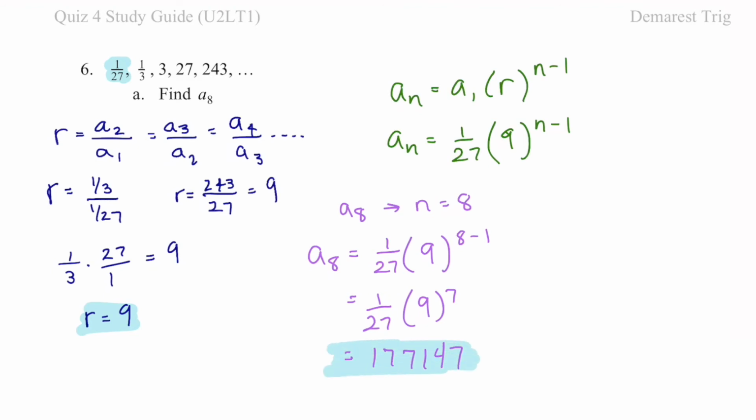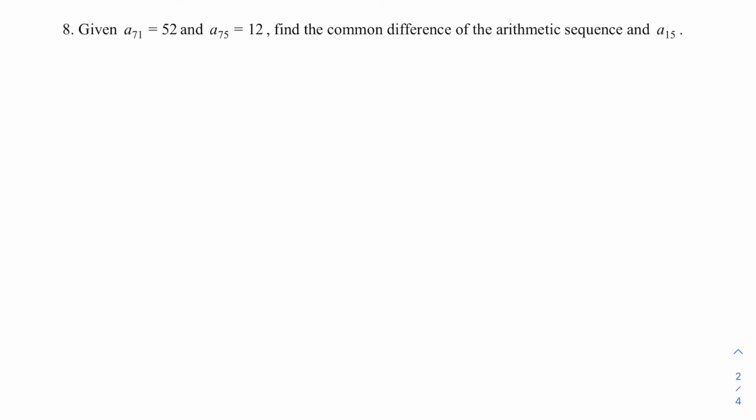Now we're getting into the questions that require a little more maneuvering. It's not as straightforward as, here's the formula, input, find this term. We have to use what we have to answer the questions being asked. So this says, given A_71 is 52 and A_75 is 12, find the common difference of the arithmetic sequence and A_15. Okay, so we have to use the points that we have to find that common difference first. Then it doesn't say it in there, but we have to find A_1 to be able to find A_15.